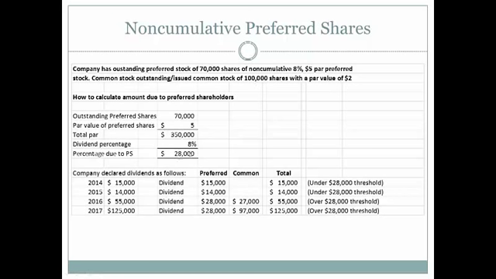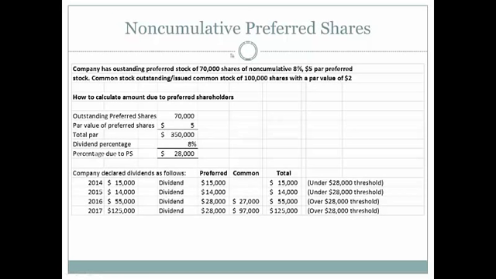Now, how do we calculate the amount of dividend that the preferred shareholders should receive? Well, first thing we want to do is look at the number of outstanding preferred shares there are. In our example, it's 70,000. We're going to multiply that by the par value of the preferred shares, which is $5, and that's going to give us the total par value by which we can determine how much the dividend should be. Since it's 8% of par, the total par value, 350,000 times 8%, will be 28,000. So in each year, the shareholders should receive 28,000.